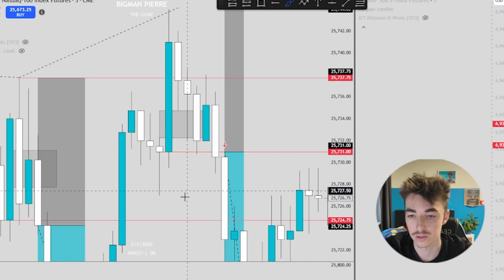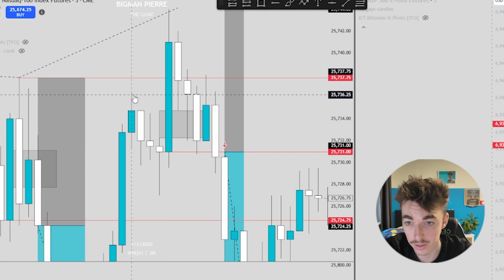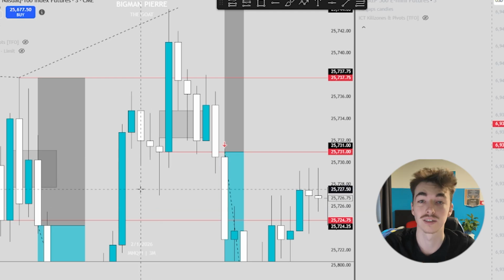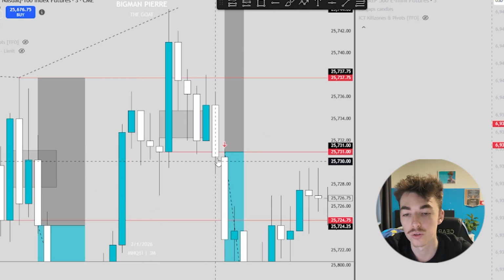This is my last low before we created a new high. Super simple. The close is on the body, the red line. Why? Because I do not count the wicks, like I said. We have a close below here.